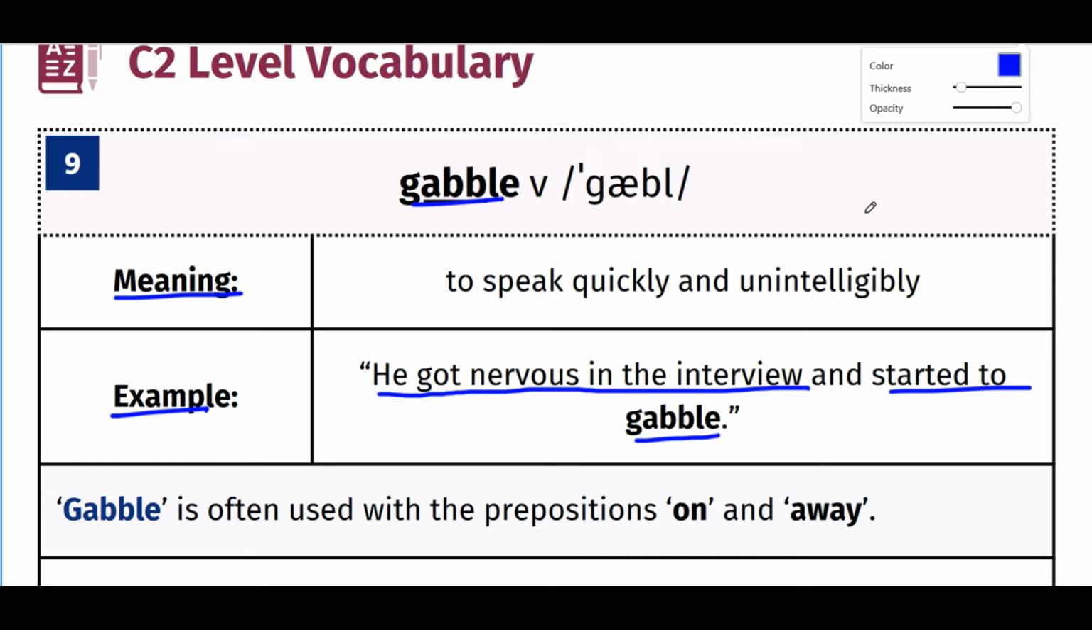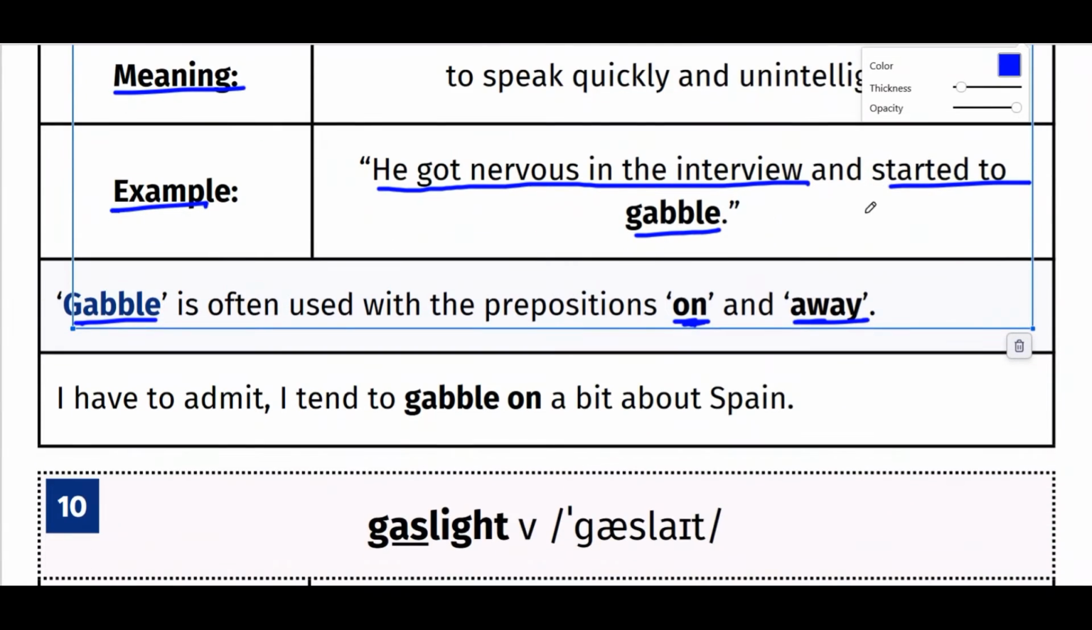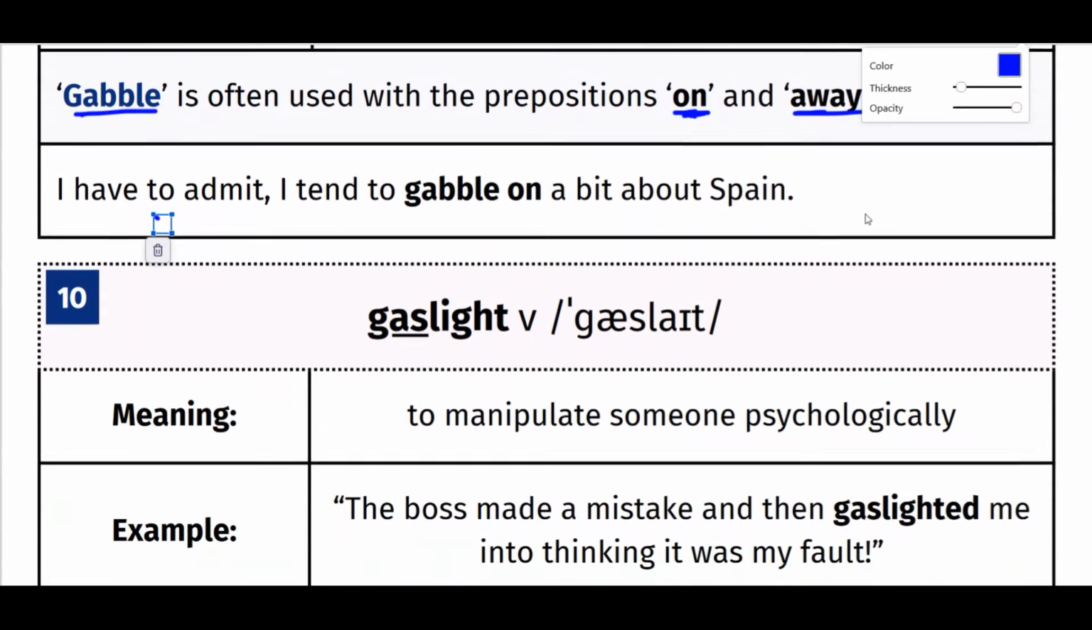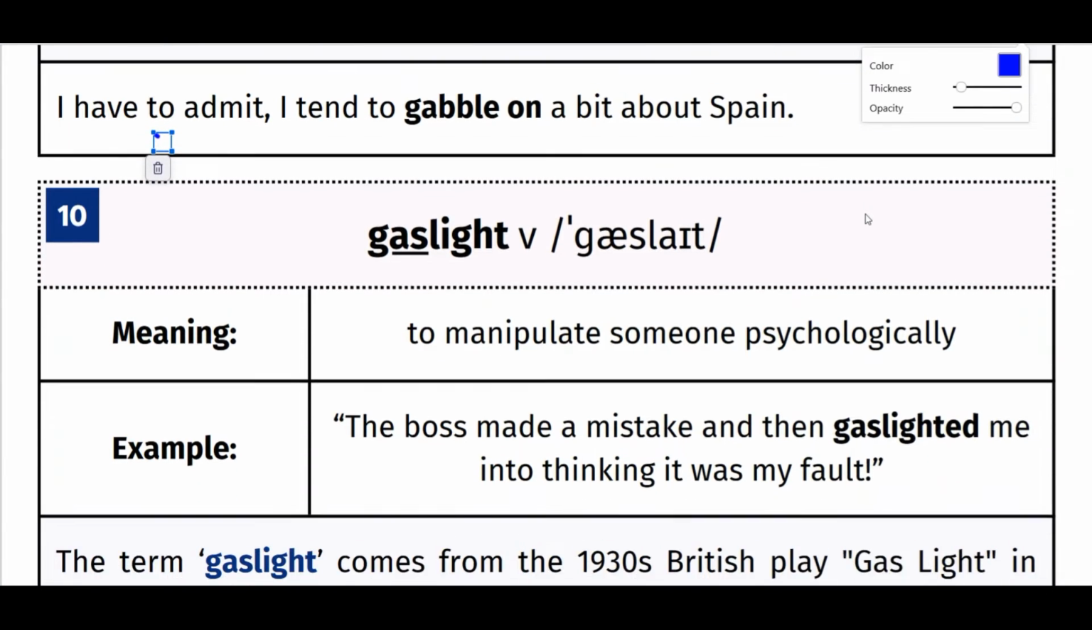Then in terms of the use, gabble is often used with the preposition on and away. So for example, I have to admit I tend to gabble on a bit about Spain. So let's move on to number 10. So number 10, which is our 4th one.